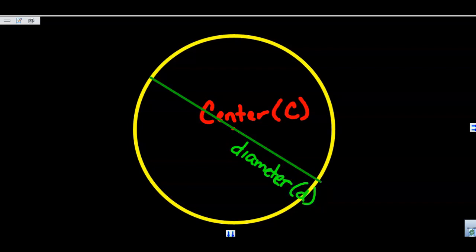From there, we also have a line that goes from the center to any point along the circle. It could go up here, it could go on this side, but it goes to any outside part of the circle. That is what we call a radius. So it's halfway through the circle, and we label that lowercase r. Those are the basic parts of a circle.